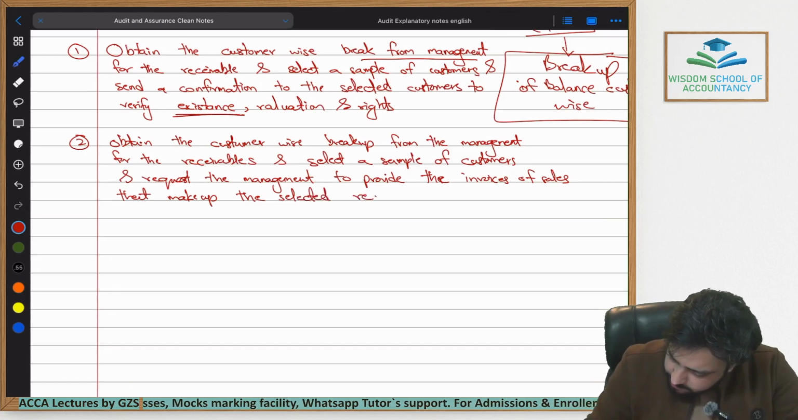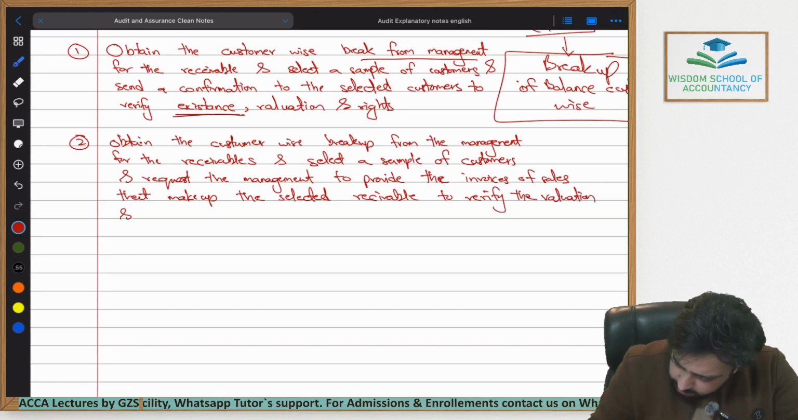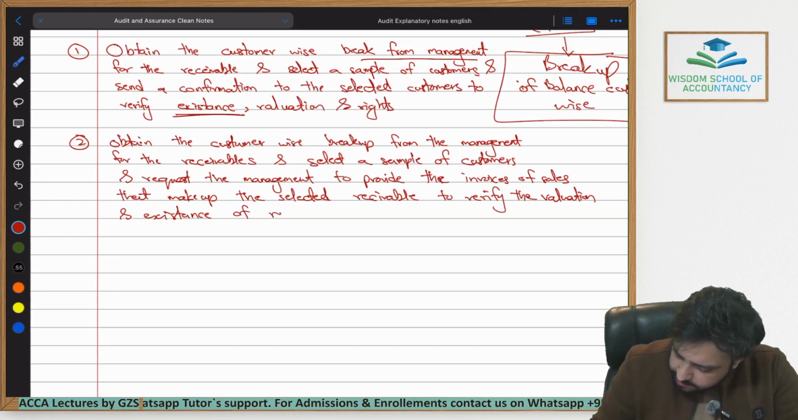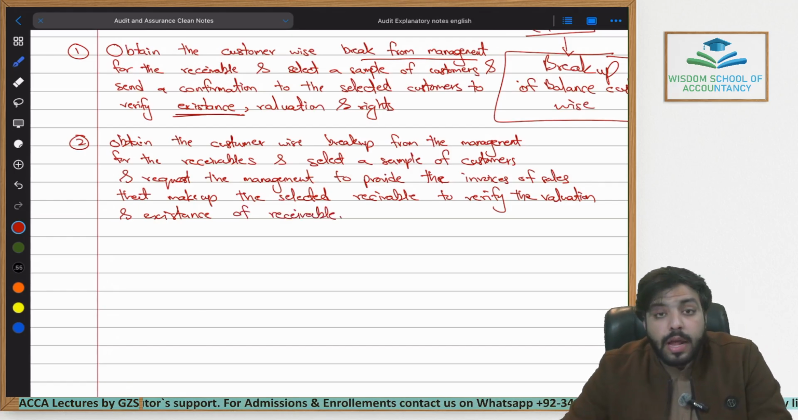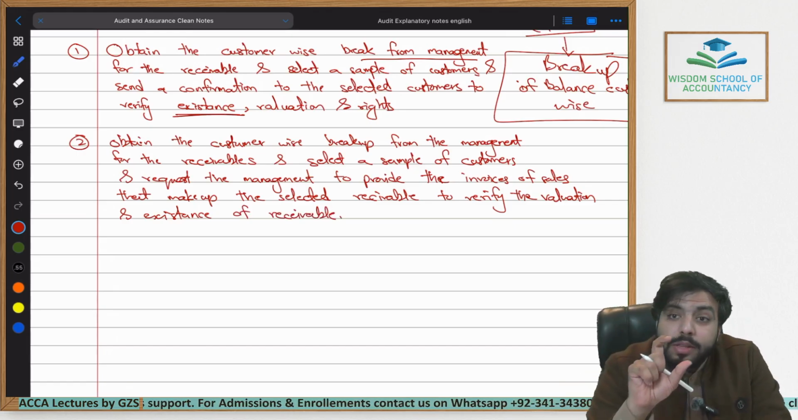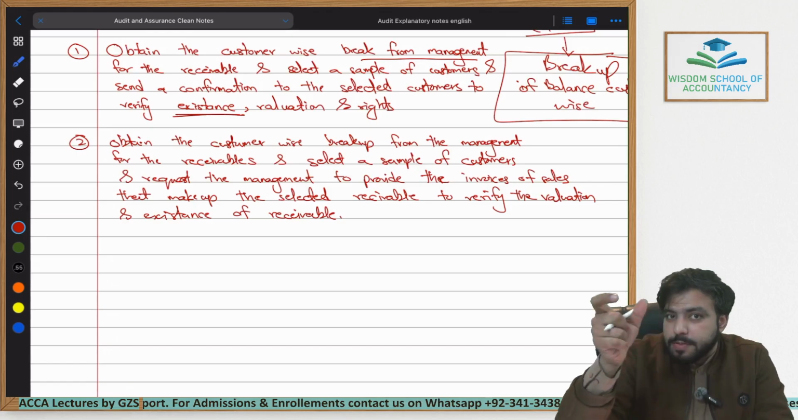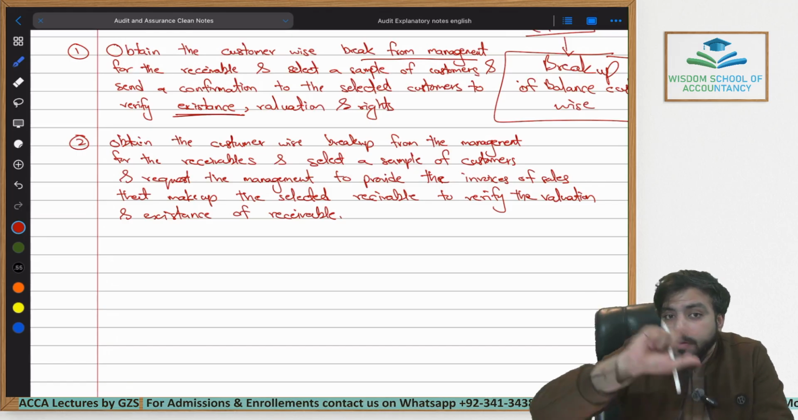receivables to verify the valuation and existence of receivables, whether we have sold something or not. Another procedure we can make now, the sort of evidence that we will be looking for will only be changed.